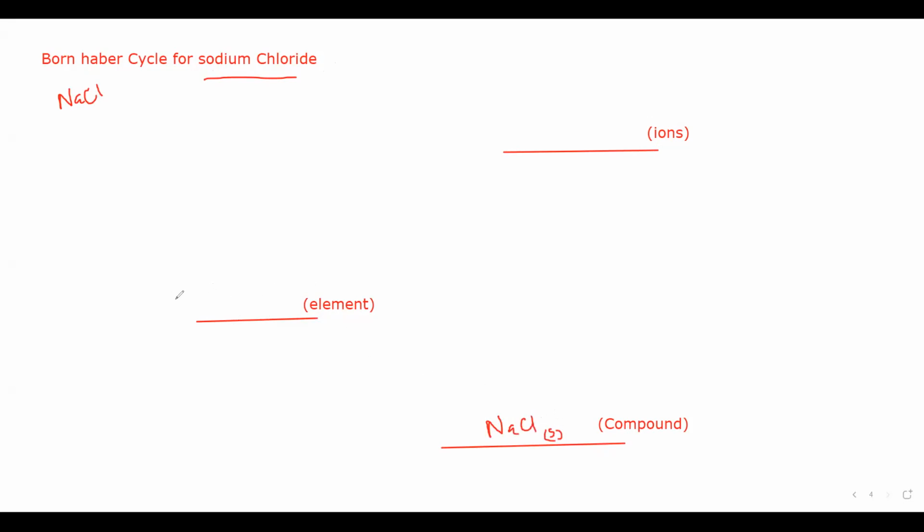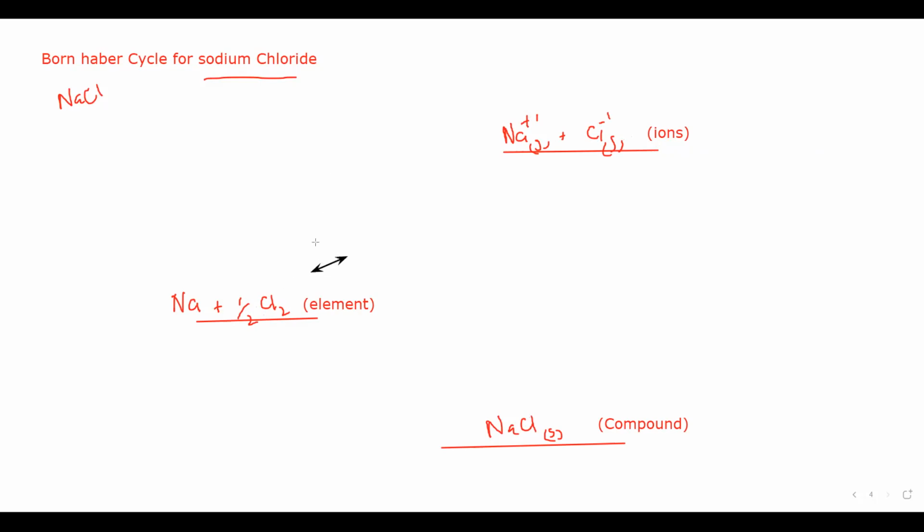Elements, what are the elements to form this sodium chloride? We need one sodium, and we need chlorine. How does it exist? Because it is a non-metal, it exists as a diatomic molecule, Cl2. But we don't need Cl2, we need only one chlorine. So we need half a molecule of chlorine, because we need only one here. And then for the ions, we need a sodium ion in a gaseous state and a chloride ion in a gaseous state.